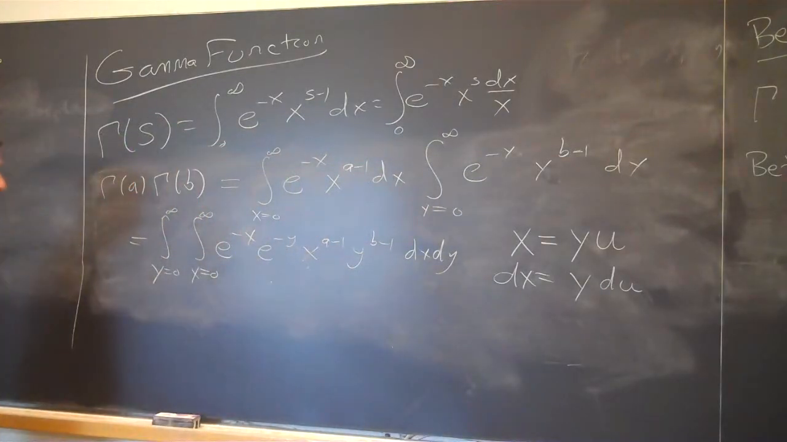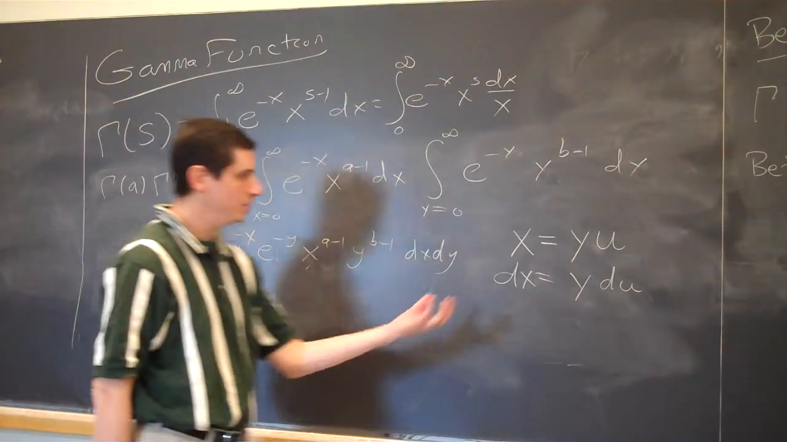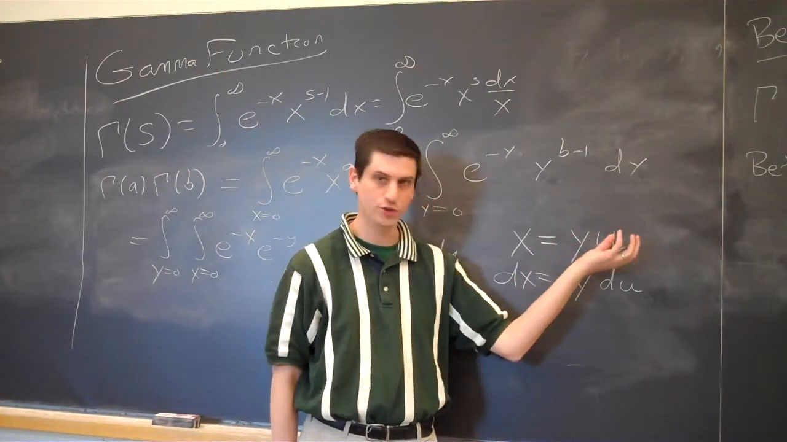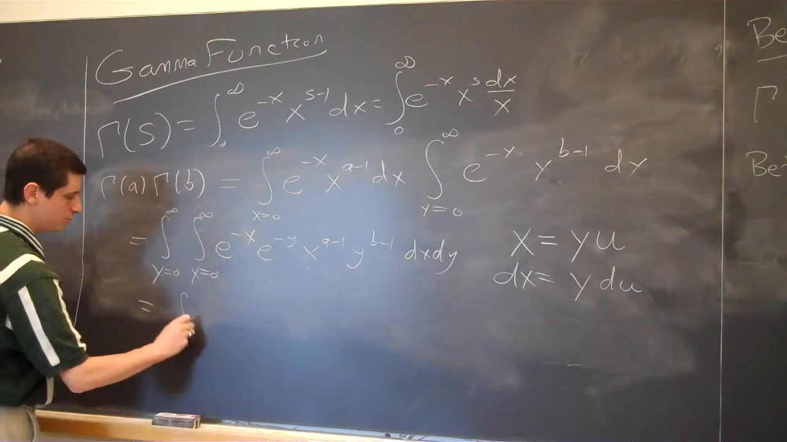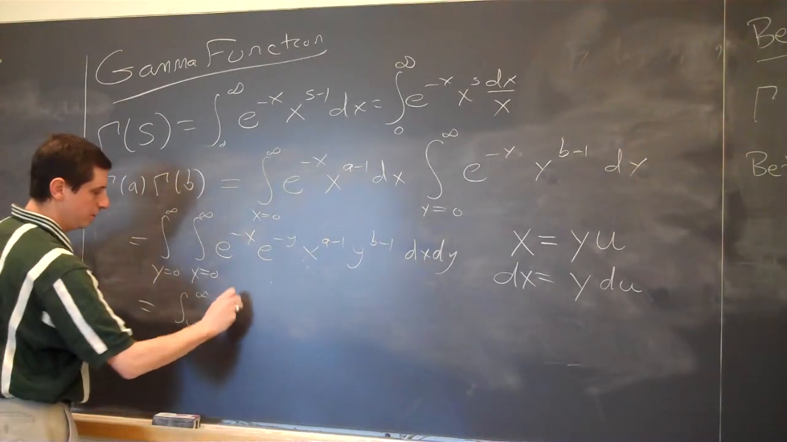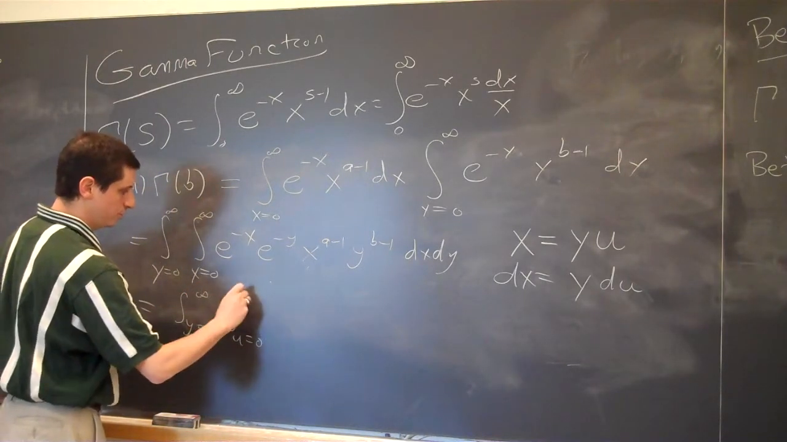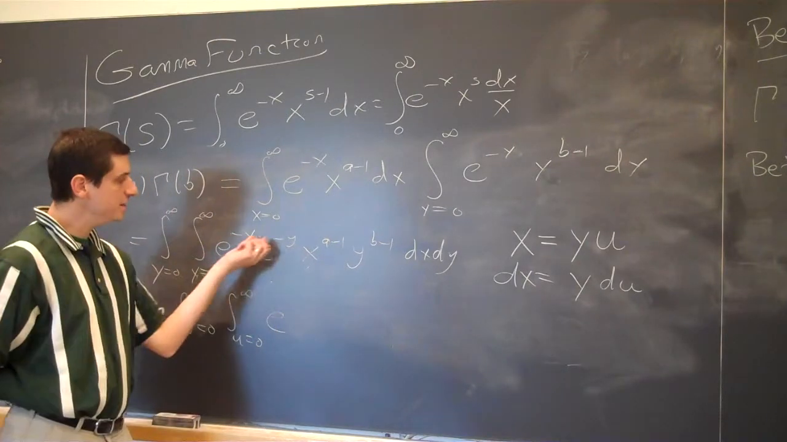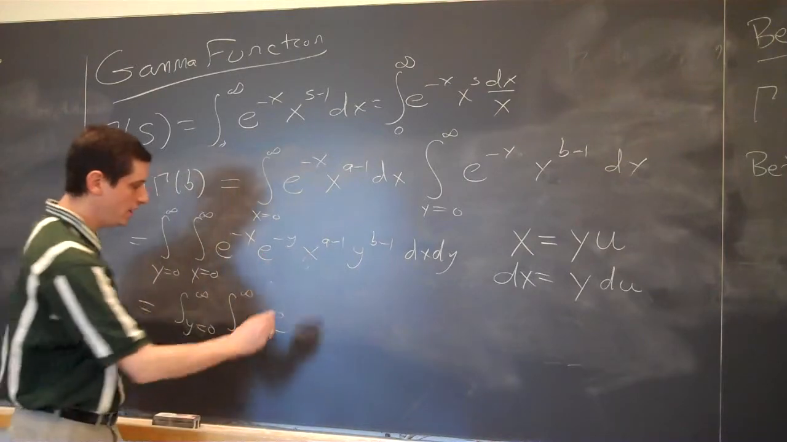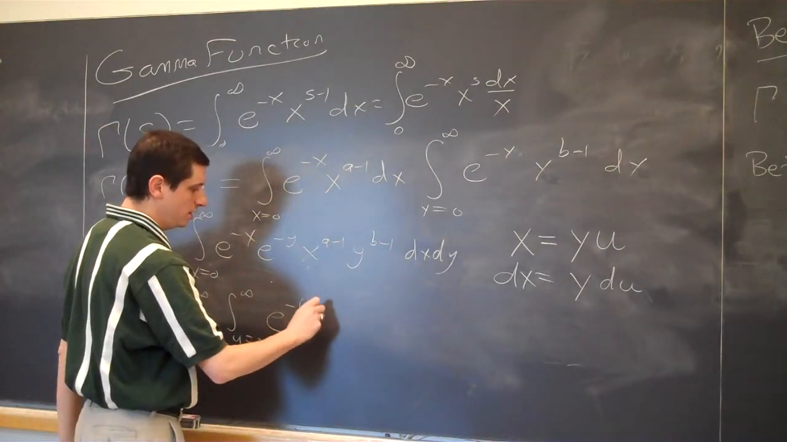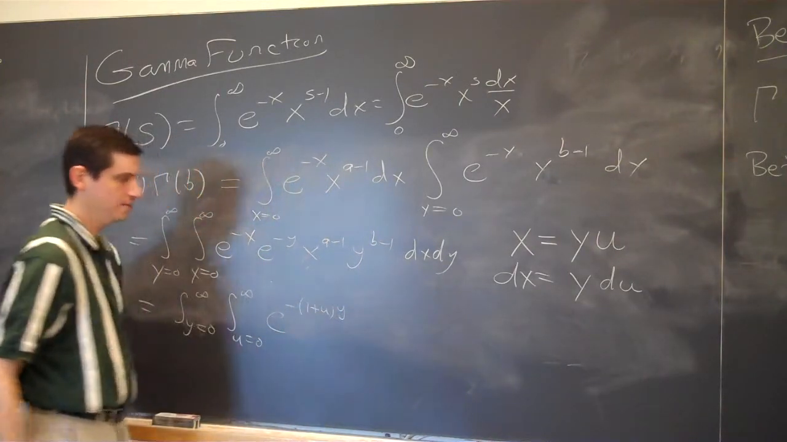And as x goes from 0 to infinity, what does u go from? So if x goes from 0 to infinity, y is fixed, so u goes from 0 to infinity. So this is the same as the integral y goes from 0 to infinity, integral u goes from 0 to infinity, e to the negative y times u, e to the negative y. After you do some algebra, it's 1 plus u times y.